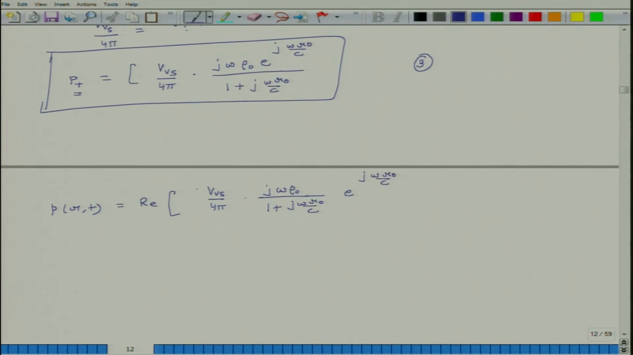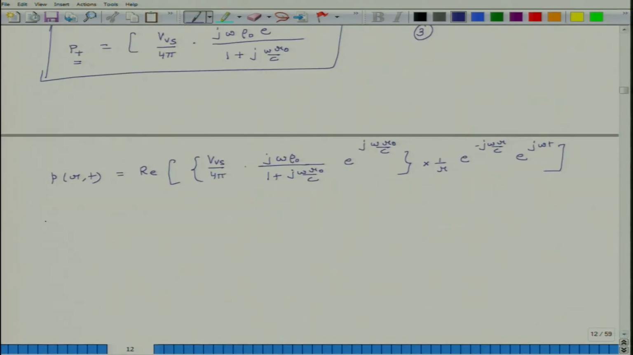So, this entire thing is P plus, and now I have to multiply it by 1 by r, into e to the minus j omega r divided by c, e to the j omega t. So, once again, this is the equation for pressure.